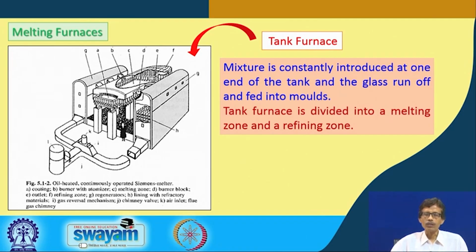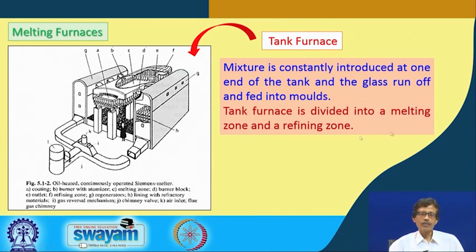So, the mixture is constantly introduced at one end of the tank and the glass runs off and is fed into the molds, because you have to put the molten glass, or the melt of the glass, into different molds such that it gets the corresponding shapes, or the regular shapes, as per your molds.